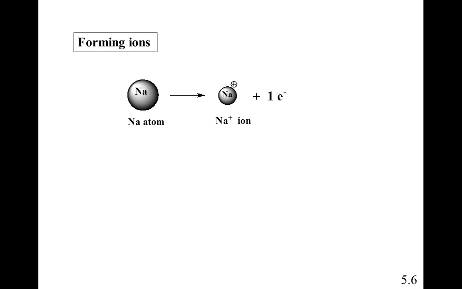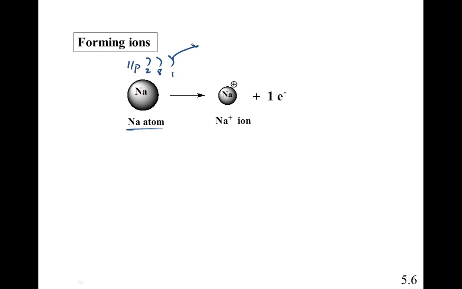So what happens when ions are formed? Well, here's a sodium atom, and we've talked about these before. The sodium atom would have 11 protons in the nucleus, 2 electrons in the first shell, 8 electrons in the second shell, and 1 electron in the third shell.